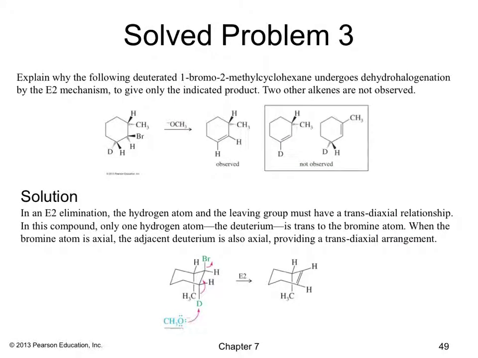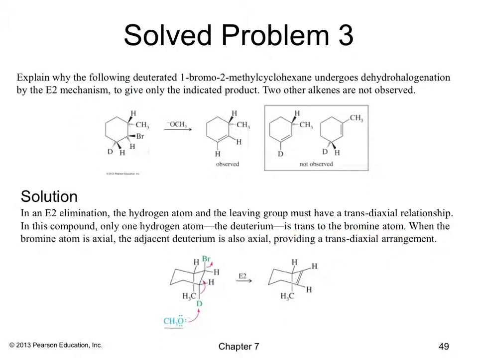So here's another problem. Explain the following: deuterated 1-bromo-2-methylcyclohexane undergoes dehydrohalogenation by E2 to give only the indicated product. Two other alkenes are not observed. So here's the starting material, here's your base, and you're forming this, but you're not forming these other two. Explain why. So in an E2 elimination, the hydrogen atom and the leaving group must be in this trans-diaxial relationship. So in this compound, only one hydrogen atom, the deuterium, is trans to the bromide.